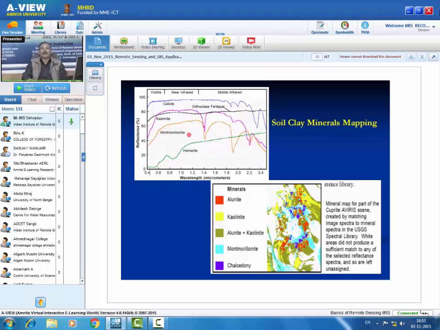If we want to map the fertility of the soils, then we have to map the clay minerals present in the soils. You see in one study the clay mineral montmorillonite is present here, where the soil fertility is very good and crop performance will be very good. And kaolinite is present here, which shows that the soil performance will be poor. So clay mineral mapping, soil organic carbon mapping, and soil salt concentration mapping, these individual soil properties can be quantified with hyperspectral remote sensing data.